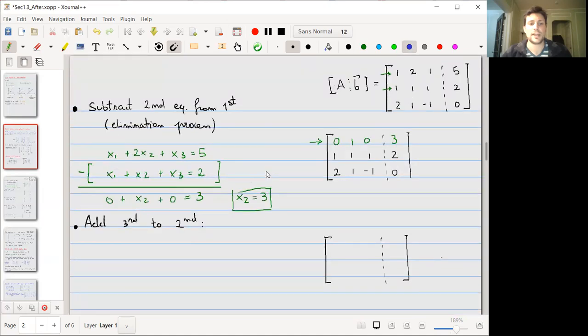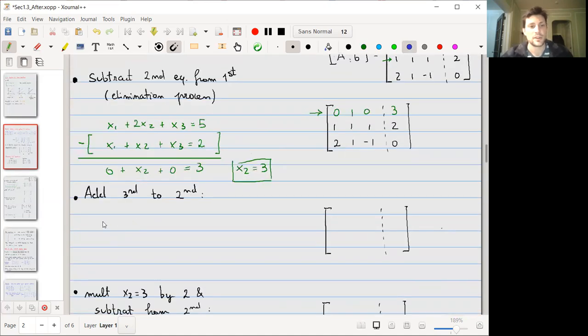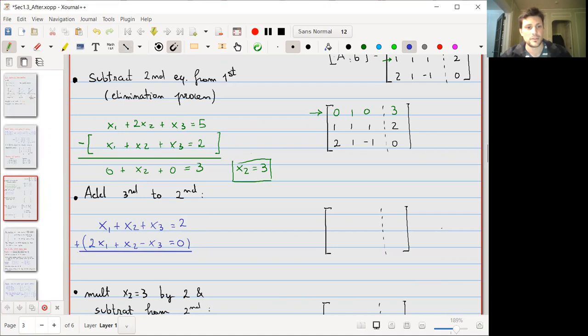Let's try to compute what that would mean at the level of the equations. At the level of equations, I would have x1 plus x2 plus x3 is equal to 2. That's my second row. And I would have 2x1 plus x2 minus x3 equals 0. That's my third row. If I add these together, the resulting equation is 3x1 plus 2x2 plus 0 is equal to 2.